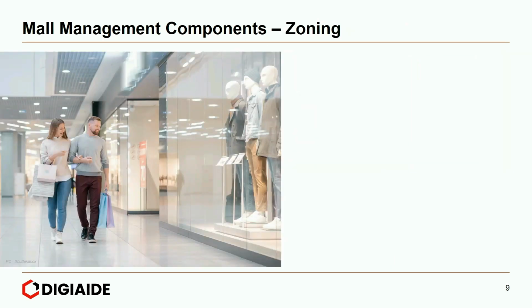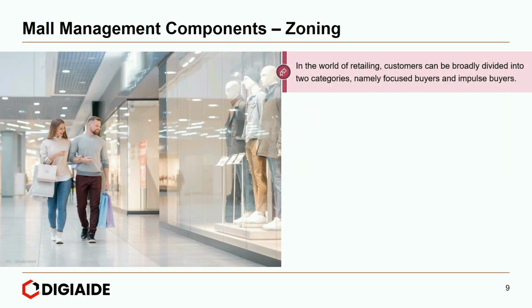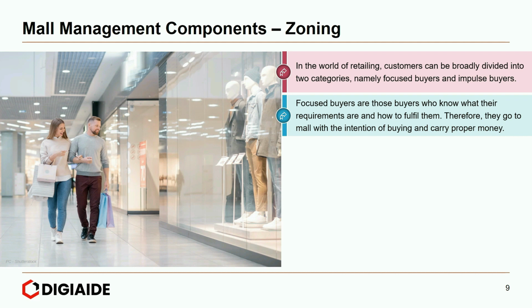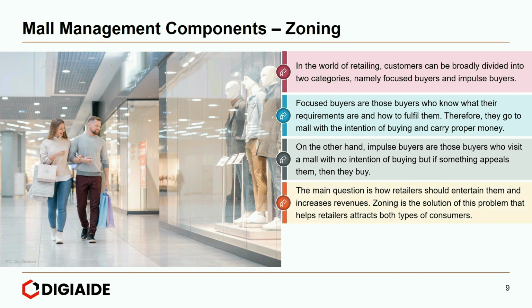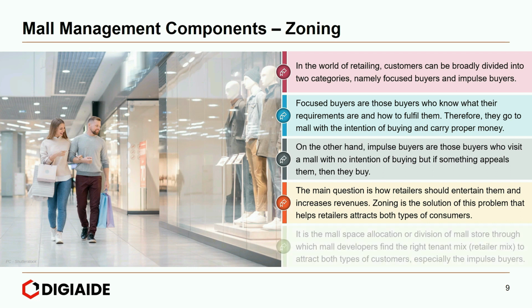Moving on to number 2, zoning. In the world of retailing, customers can be broadly divided in 2 categories, namely focused buyers and impulse buyers. Focused buyers are those buyers who know what their requirements are and how to fulfill them. Therefore, they go to the mall with the intention of buying and carry proper money. On the other hand, impulse buyers are those buyers who visit a mall with no intentions of buying, but if something appeals to them, then they buy. The main question is how retailers should entertain them and increase revenue. Zoning is a solution to this problem that helps retailers attract both types of consumers.